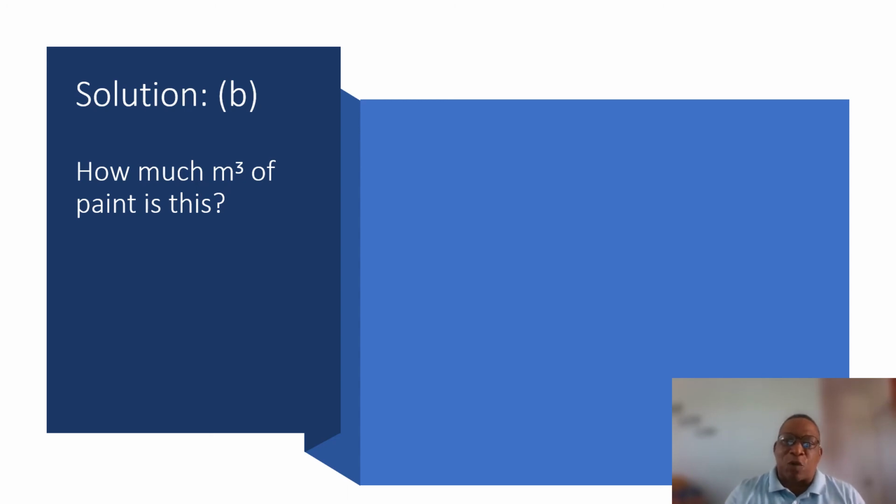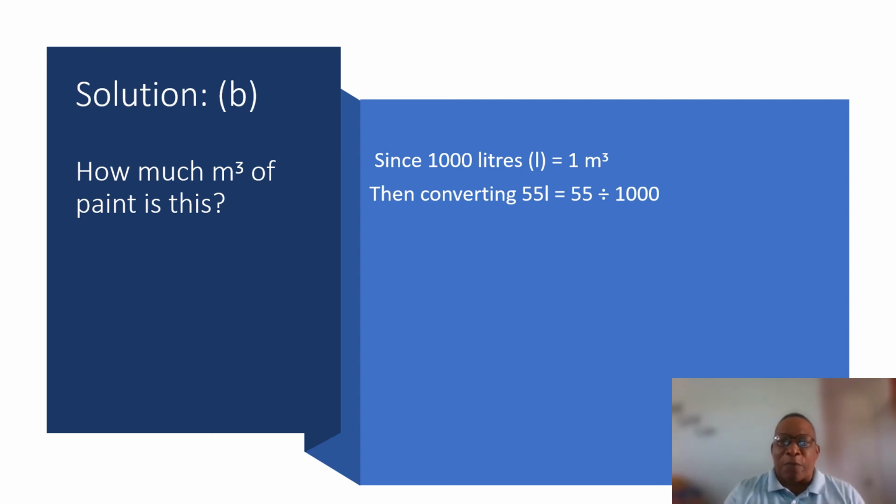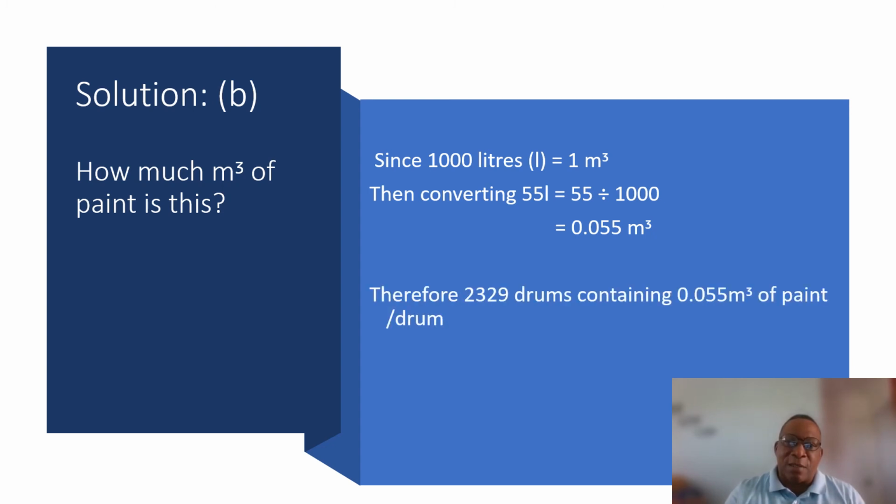Again, we have to convert liters to cubic meters, and we were given 55 liters divided by 1000, which is 0.055 cubic meters. Then multiplying the number of drums, which is 2,329, by 0.055, we get 128.1 cubic meters. That would be the volume of the paint.